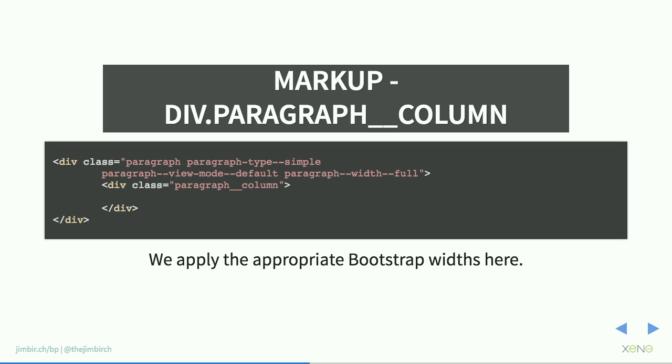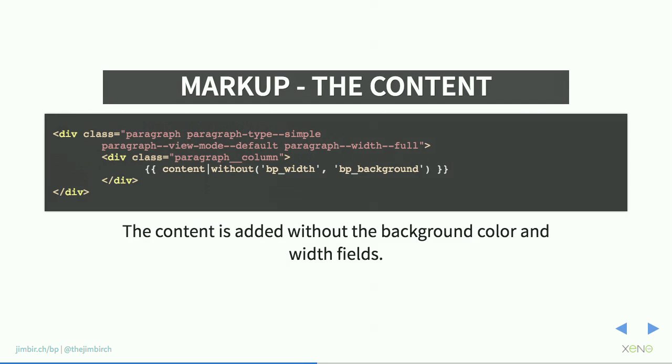Inside of that div, we have paragraph underscore underscore column. This is the element of it. Here we take the widths that were applied, the width class that was applied on the row, and we apply it here. So this is your col SM12 or col SM8 here. And then inside of all this, we have some Twig magic where we print the content of the paragraph bundle without the width and the background field. So we're going to take care of that in the template next. So only the paragraph column fields, only those content fields print.